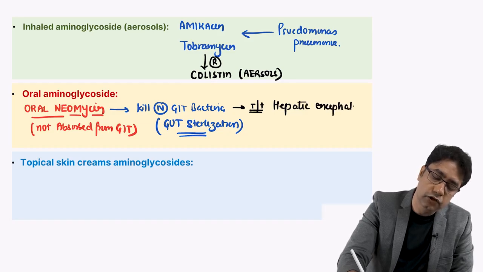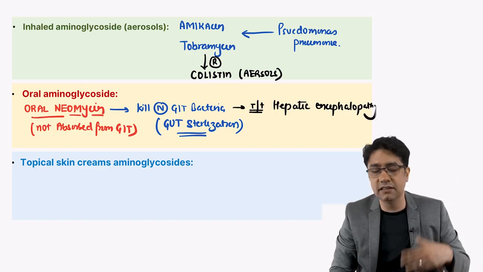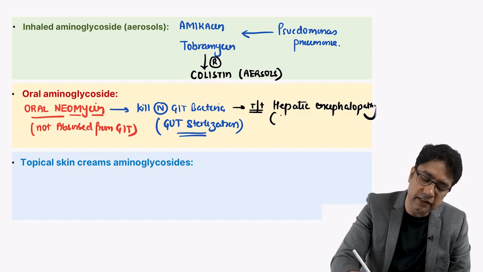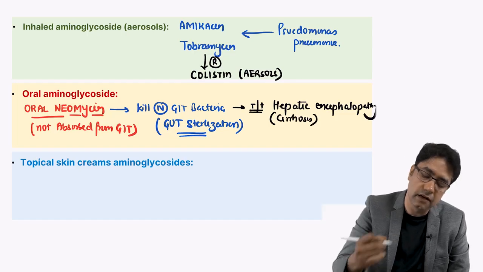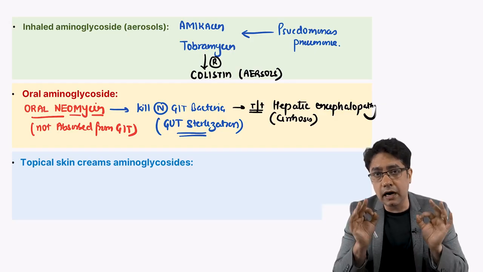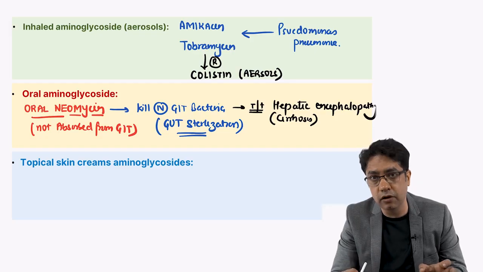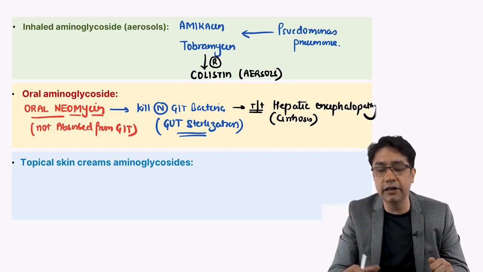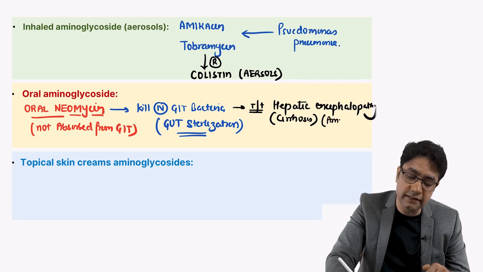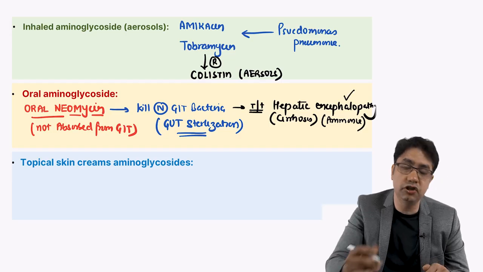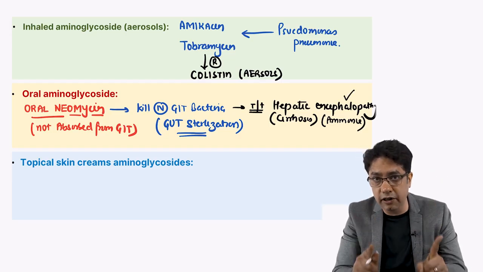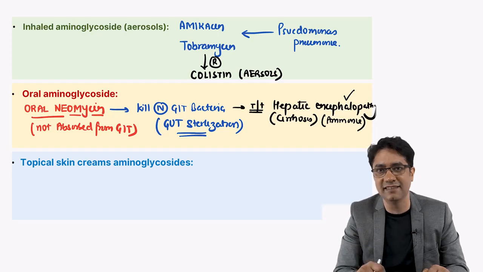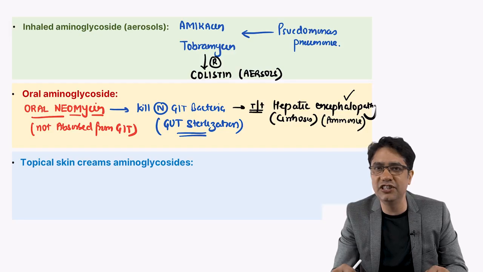When we want to kill the normal GIT bacteria, we do gut sterilization in the treatment of hepatic encephalopathy. So what was this hepatic encephalopathy? We discussed it in GIT in great detail. I'll tell you again. Remember, hepatic encephalopathy occurs when there is liver damage, cirrhosis. When cirrhosis happens, ammonia, which is a toxic molecule, will not be converted into urea. So ammonia level increases and this ammonia can damage the brain. So we have to reduce ammonia production. GIT bacteria in our body produce ammonia, and in liver damage, we have to kill GIT bacteria.